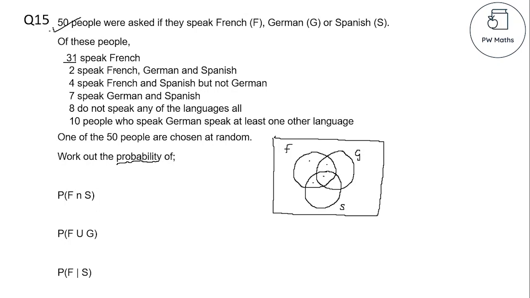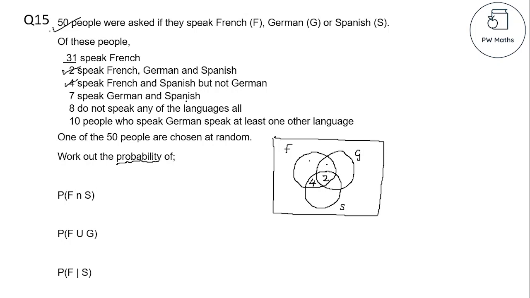2 people speak French, German and Spanish. They've got to be in this circle, and that circle. Clearly, 2 goes in the middle. 4 speak French and Spanish, but not German. They've got to be in the Spanish circle. They're not allowed to be in the German circle, so we're going to put the 4 people there.